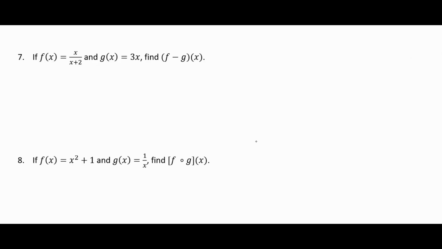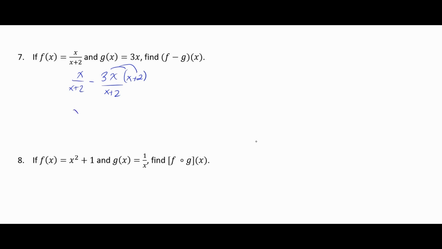Here we have question 7. f of x is x over x plus 2 and g of x is 3x. We want to find f minus g of x. So in order to do this, we're just going to subtract the two and simplify. So f is x over x plus 2 and then minus 3x. Now in order to simplify this, you want a common denominator. So if I want to make x plus 2 down here, I have to multiply this numerator by x plus 2. So let's go ahead and distribute 3x into here. Let's see what happens.